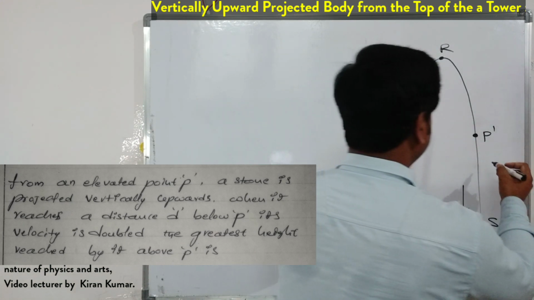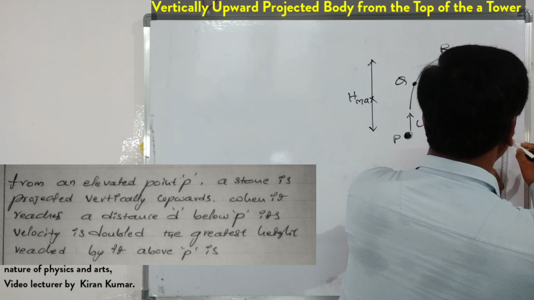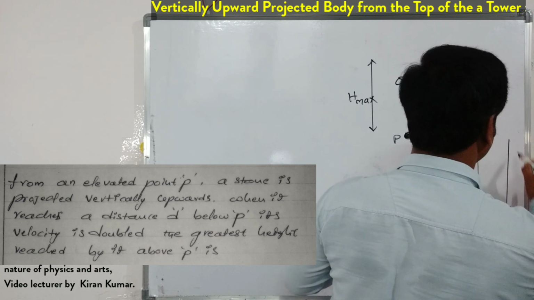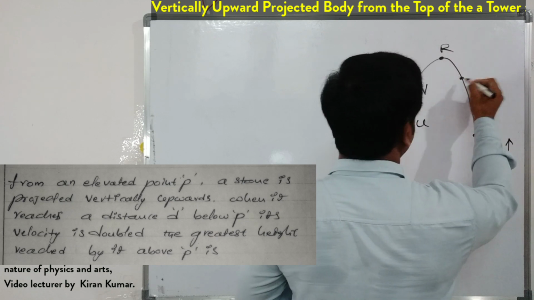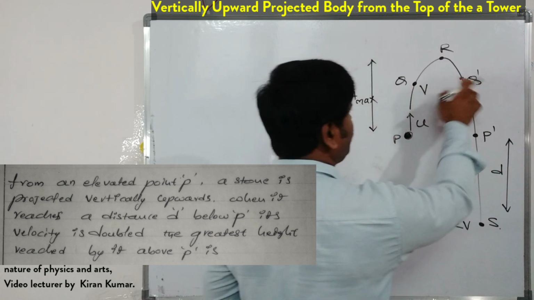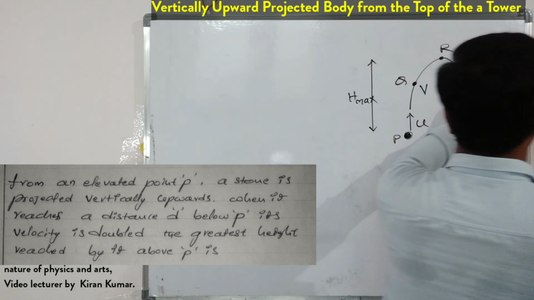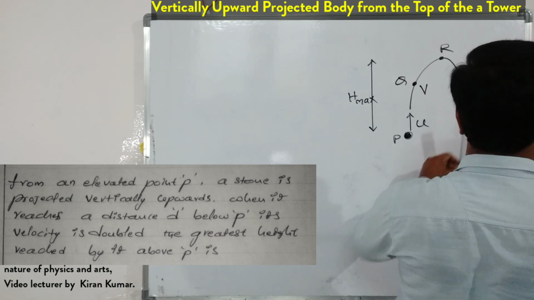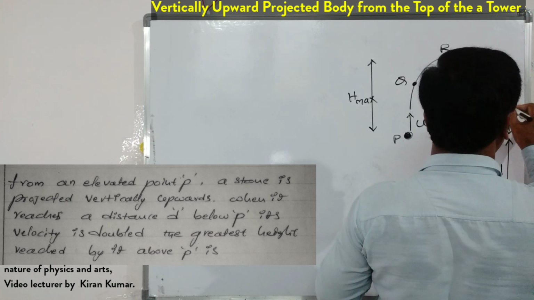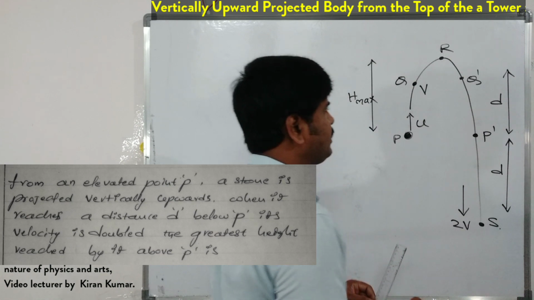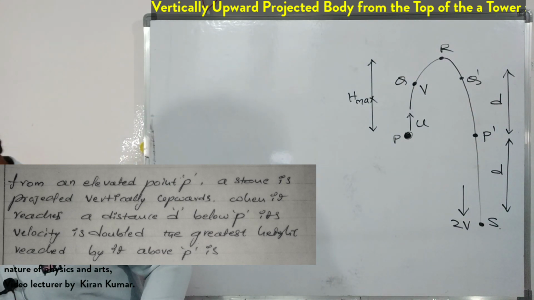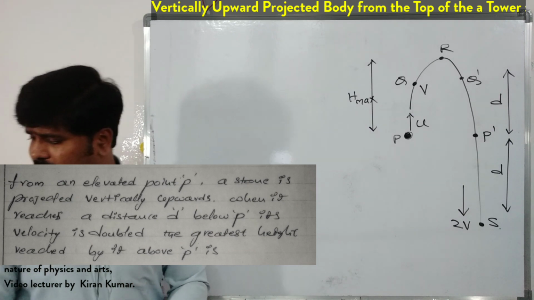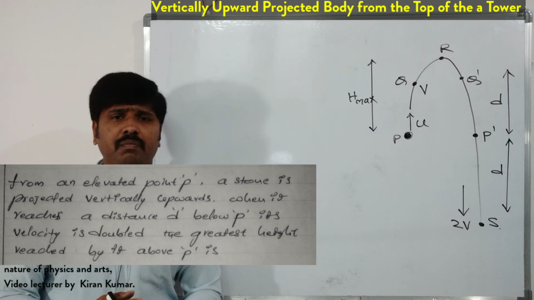This distance is taken as d according to the question, and this distance also, taken as Q dash, P dash, is also d distance only according to the question. See, try to understand. So here we have to discuss from the equation of motion.